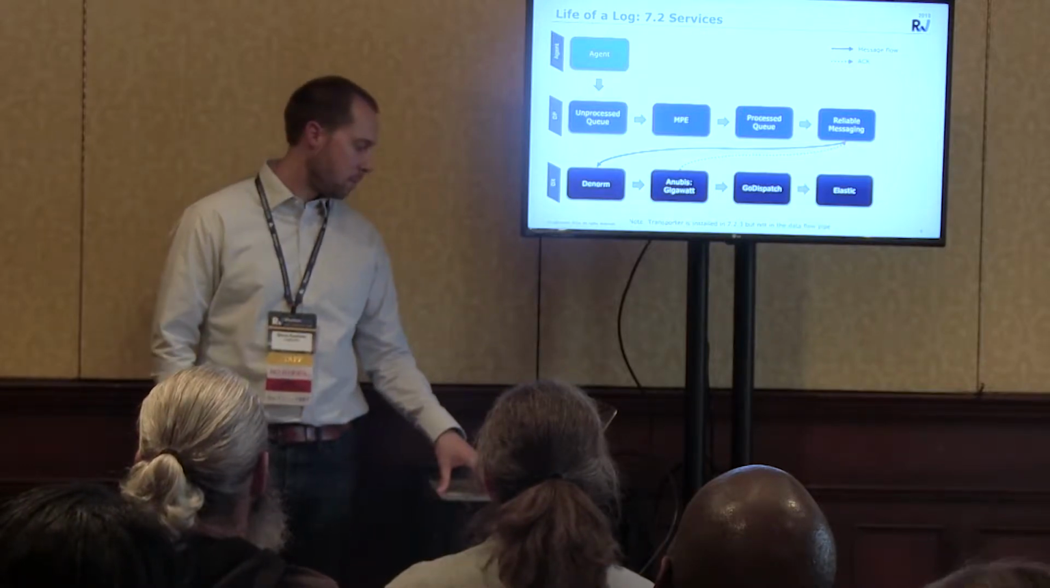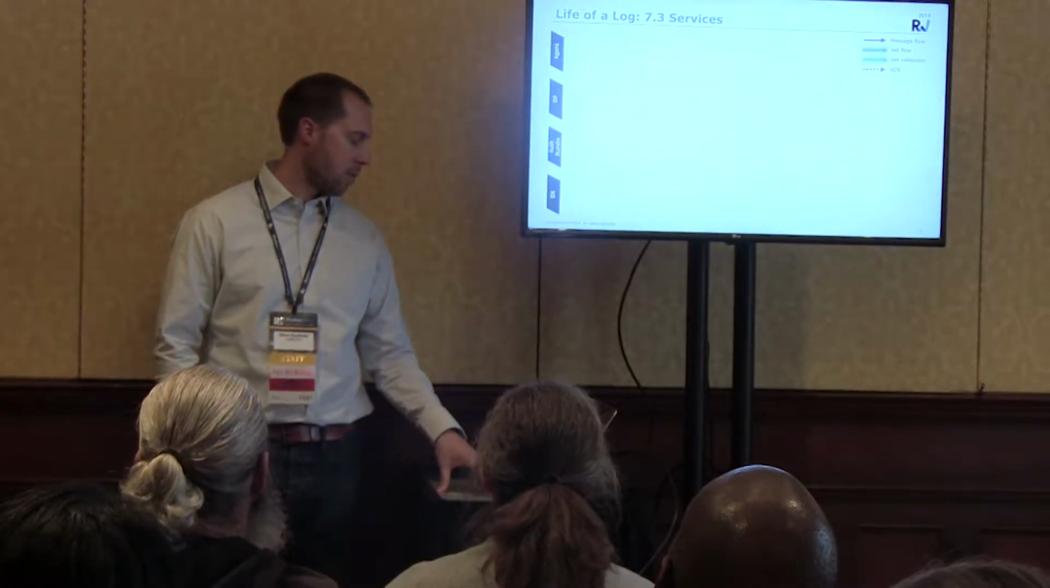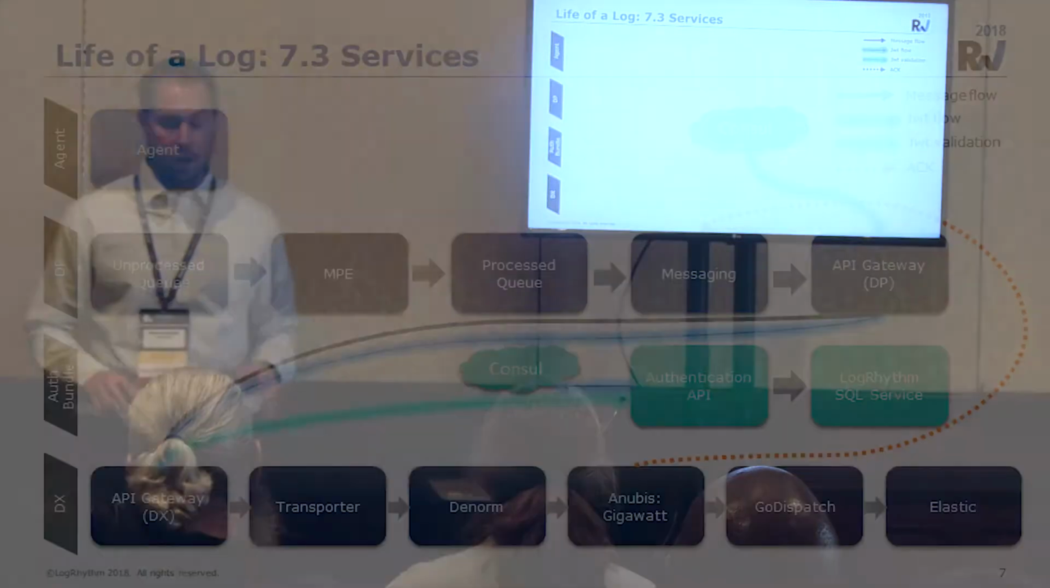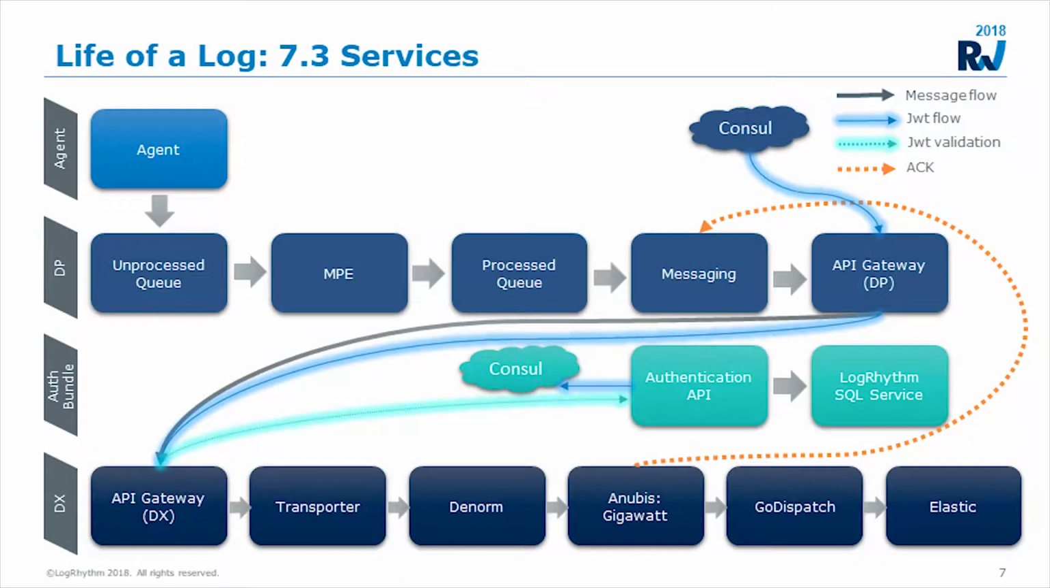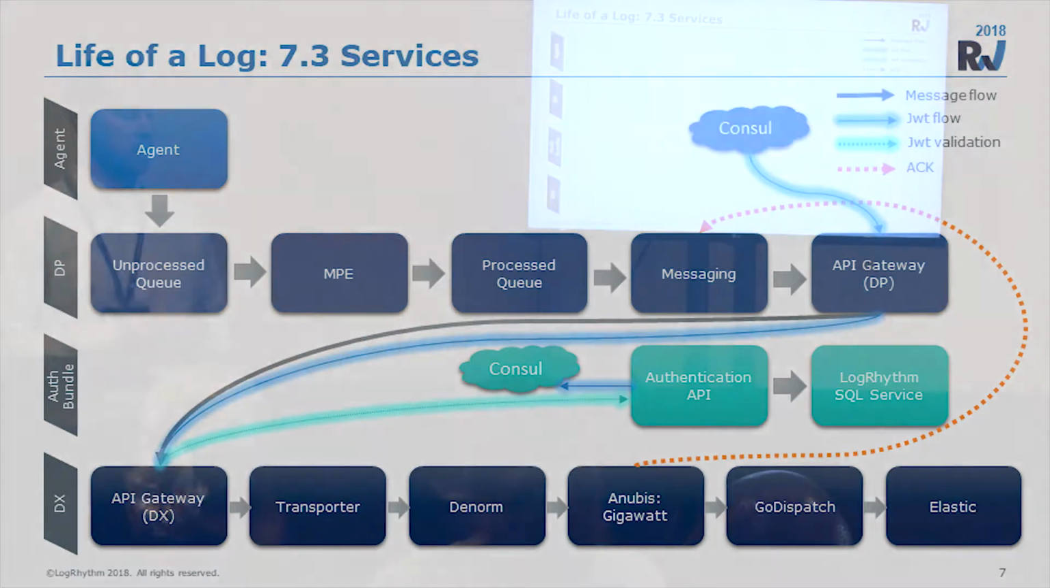All right. Going on to 7.3, we had a couple big things we wanted to focus on. One was in 7.2, we saw some load balancing issues between DPs and DXs. So we actually get in a situation where two DPs could be pointed at one DX and overwhelm it and tip over Elasticsearch, and then things start falling over. After that, the whole system goes unhealthy.